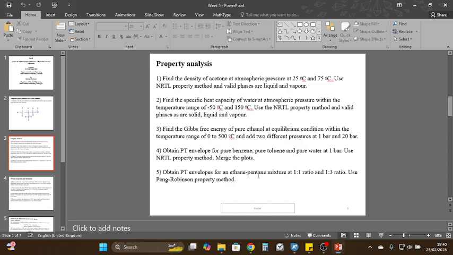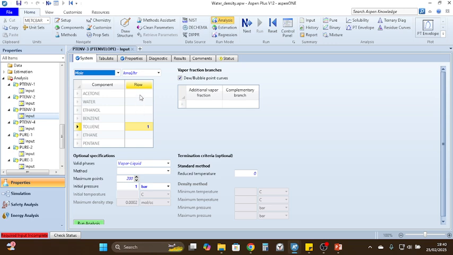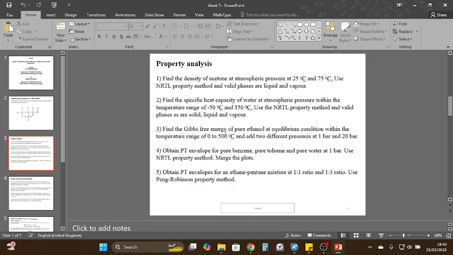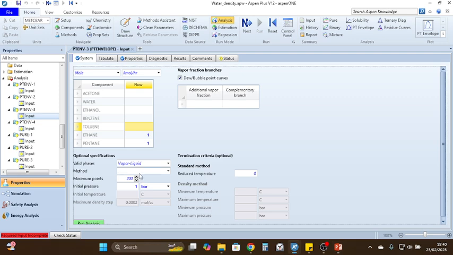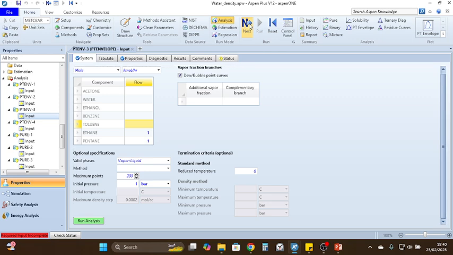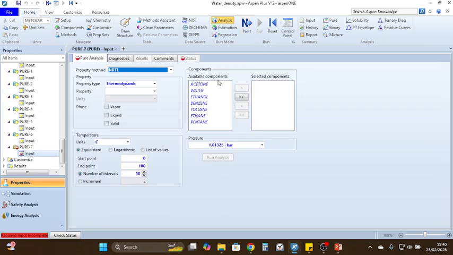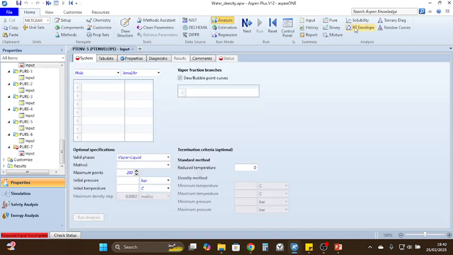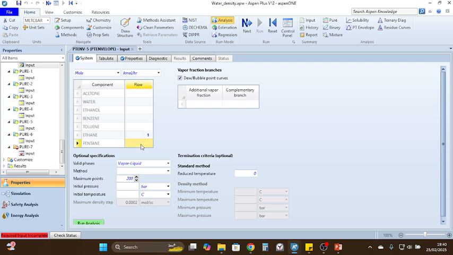Now we have to specify the flow rate. First, ethane to pentane is 1:1. So here we have ethane, we have pentane. We are going to delete this and we are going to keep the pressure at 1 bar. Ethane one, pentane one.